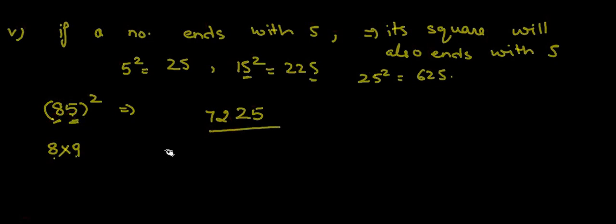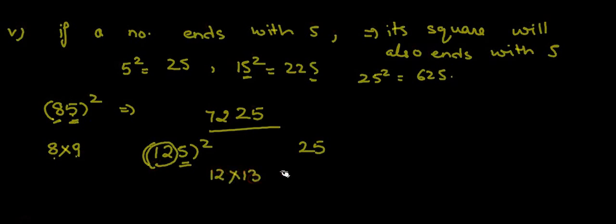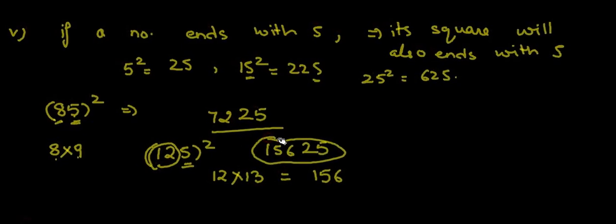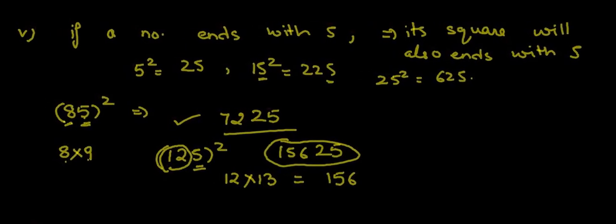Similarly, we'll take another example. Say we have to find the square of 125. The unit digit is 5, the square of 5 we write as 25, and then multiply the remaining number, which is 12, by the next number, which is 13. 12 multiplied by 13 is 156. We write 156 before 25. So the square of 125 is 15625. I find it a very easy way to find the square of a number ending with 5.